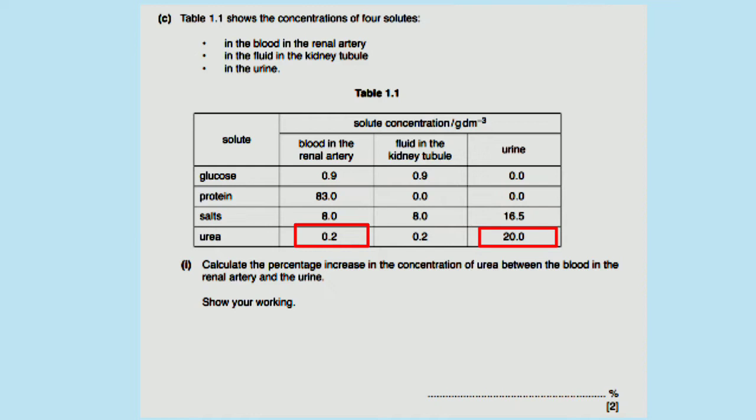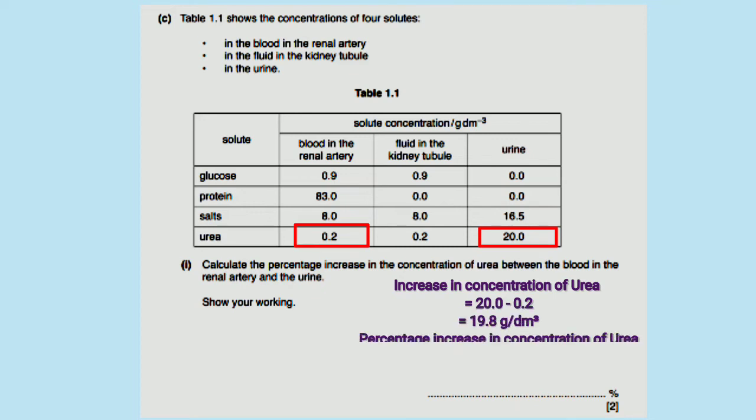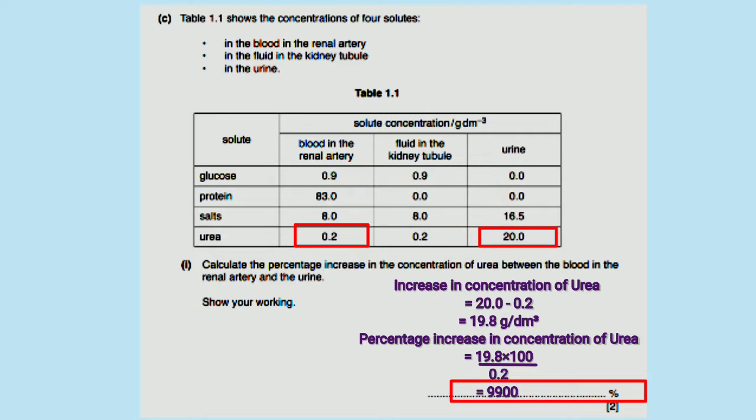So increase in concentration of urea is 20 minus 0.2, that is 19.8 gram per dm cube. But we have to calculate percentage increase. So percentage increase in concentration of urea is equal to 19.8, that is increase, into 100 divided by original concentration, that is 0.2. So this on further calculation gives us the value 9900% as the increase in concentration of urea.